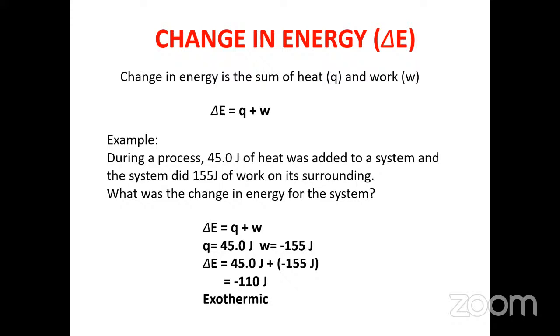So if you now take the change in energy, delta E is 45. W is minus 155. You add it together, you will have minus 110 joules. And what is that? Because that change in energy is minus, it is exothermic. You remember what I told you before? It's minus, so it's exothermic. If it is positive, it is endothermic. If it is negative, it is exothermic.